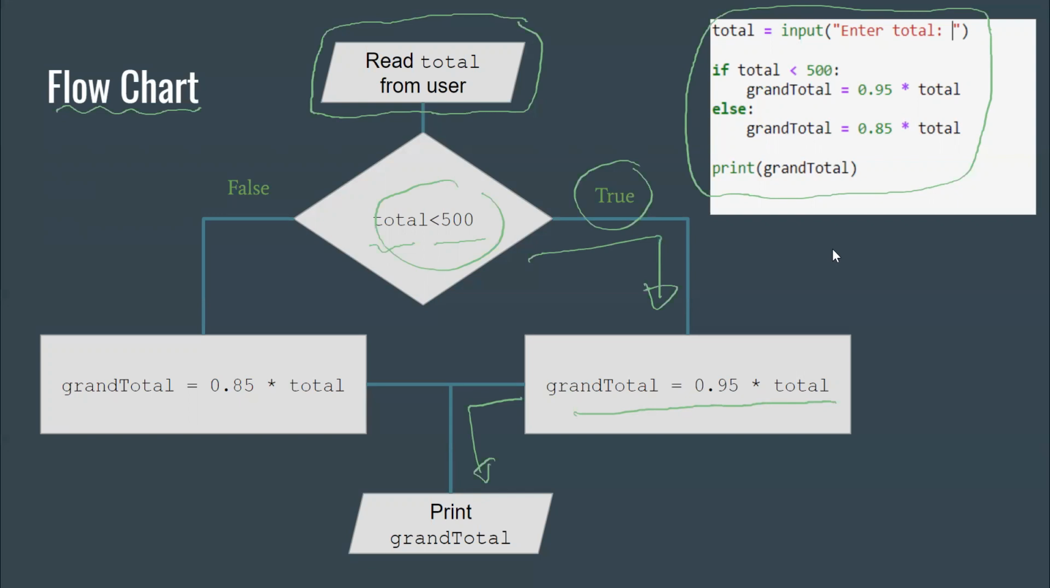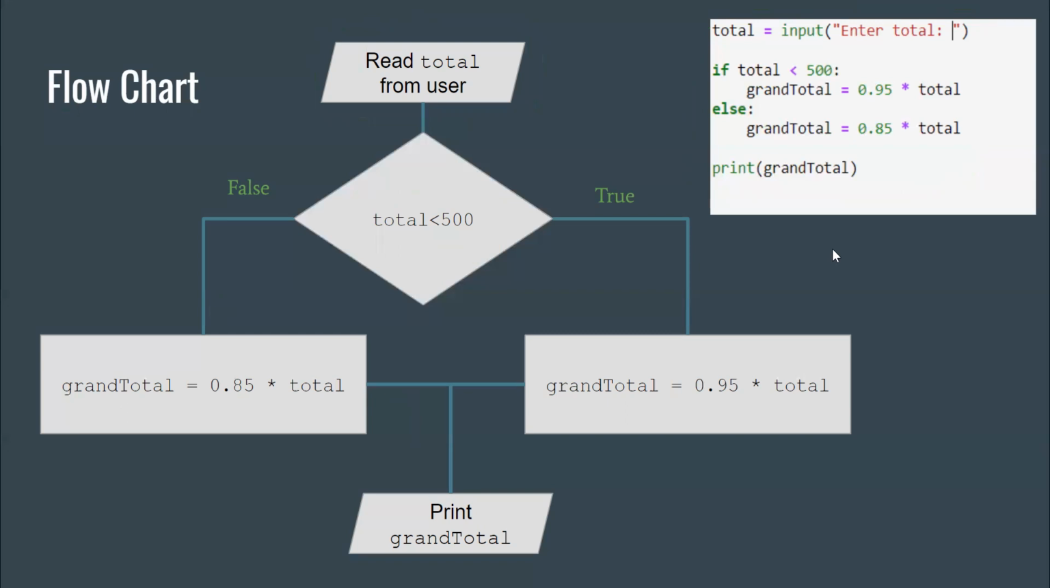Now, if this is not the case, if total is not less than 500, so we have to follow the other path. So total is not less than 500, the condition value is false. I will follow the path on the left, calculate grand total to be 0.85 times total, then simply print grand total. So basically, this is the same logic we described in code, but instead of writing it in Python, we are writing it in a flowchart.